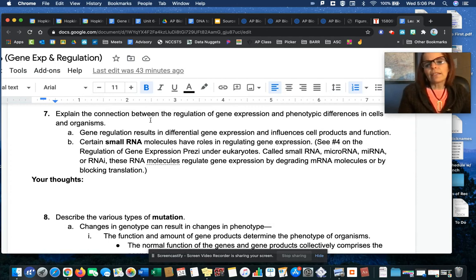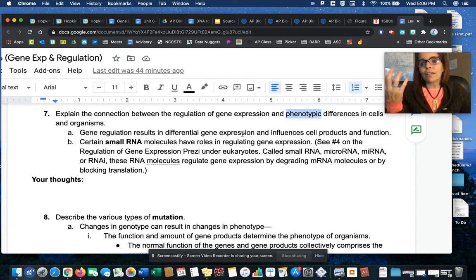Number 7, explain the connection between the regulation of gene expression and phenotypic differences. So remember, again, what they're talking about is the gene expression, like the proteins that are being made, my eye color being green or brown. Gene regulation results in differential gene expression. So that's talking about turning the genes on and off. That's what gene regulation is.